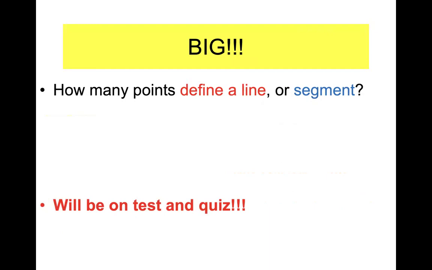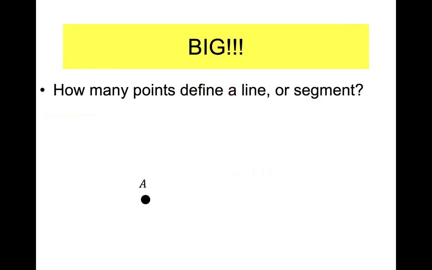Okay, so the question states: how many points define a line or a segment? What they're asking is, what's the fewest number of points you can have to actually draw a line or a segment? And here's the answer. If I draw 1 point, and we'll restrict ourselves to lines, it's the same thing for segments. How many lines go through point A there? Well, clearly one does, right?